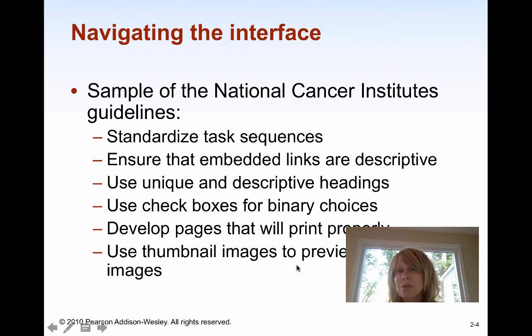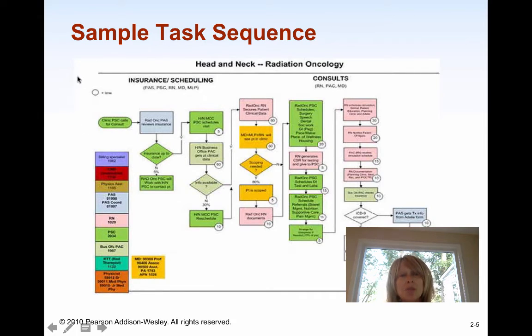Amazon is a perfect example of that. They show a lot of thumbnail images on a page, and you click to pick the ones you want to see in more detail. So, sample task sequencing. This looks fairly complicated, but I would call it a process design model, which shows how somebody goes from making an appointment to having a consult for head and neck radiation oncology.